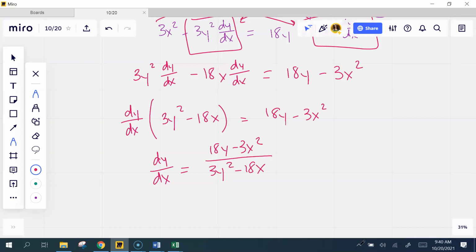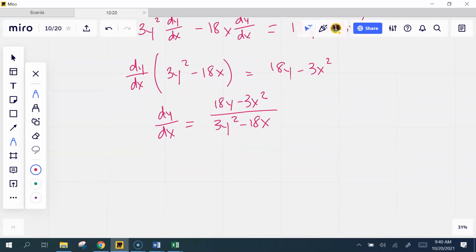And now I could simplify, if there is some place to simplify. In this case, yes, everybody could get divided by a 3. So there is dy/dx. So now my derivative has y's in it as well, x's and y's, and that's okay.